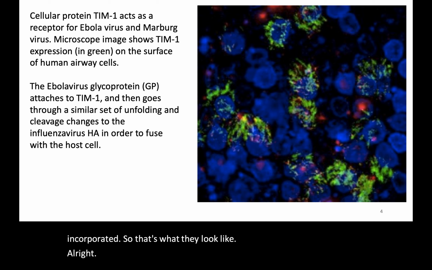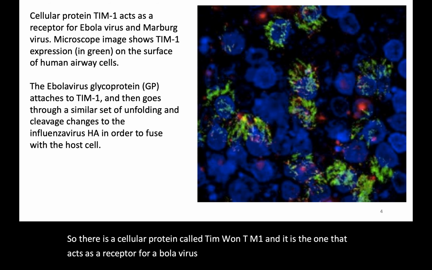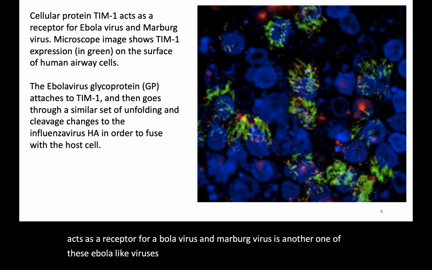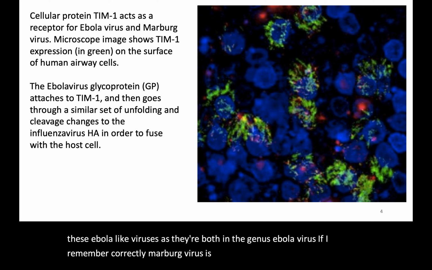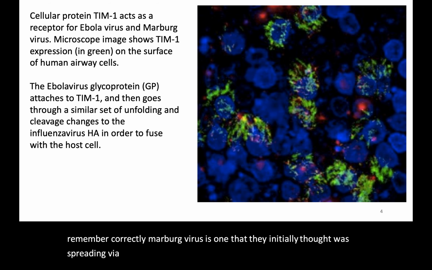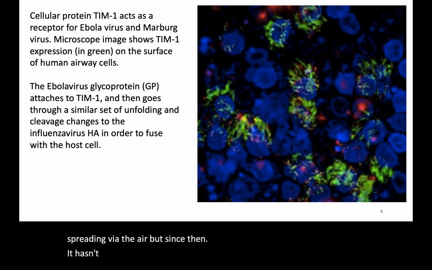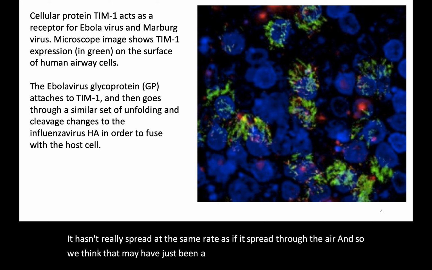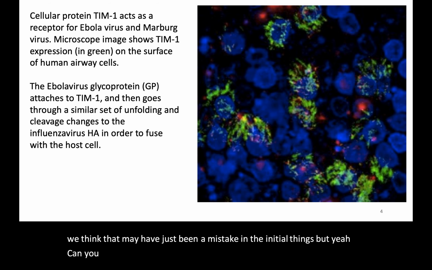So there is a cellular protein called TIM1, and it is the one that acts as a receptor for Ebola virus. And Marburg virus is another one of these Ebola-like viruses. They're both in the same family, if I remember correctly. Marburg virus is one that they initially thought was spreading via the air, but since then it hasn't really spread at the same rate as if it spread through the air. So we think that may have just been a mistake in the initial reports. But yeah, can you imagine airborne Ebola? That's the thing that virologists worry about anyway.